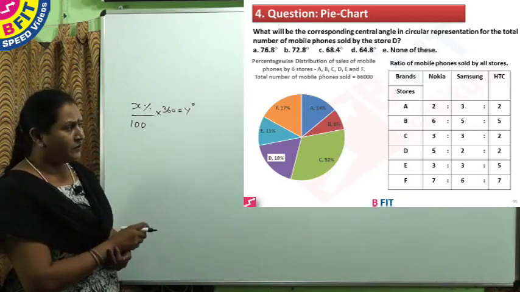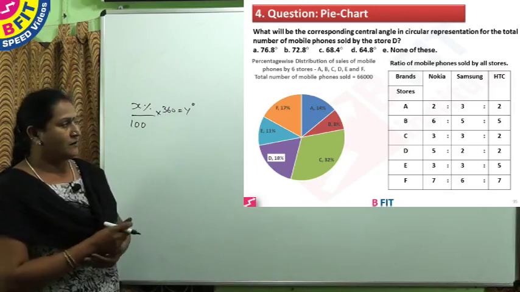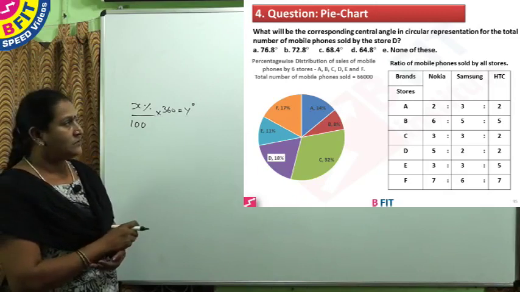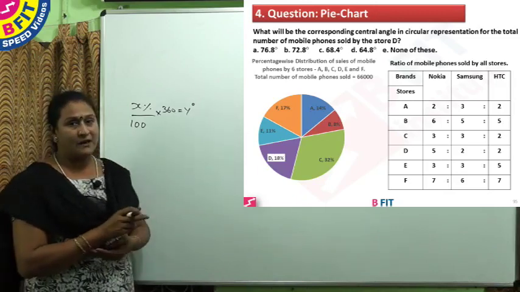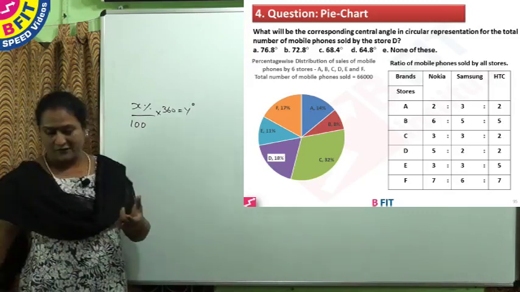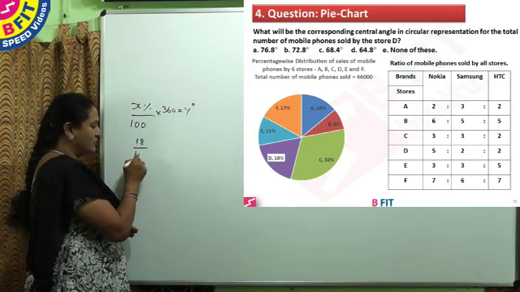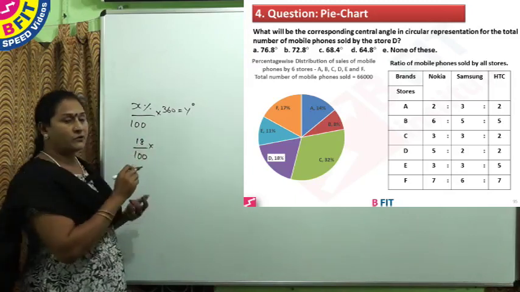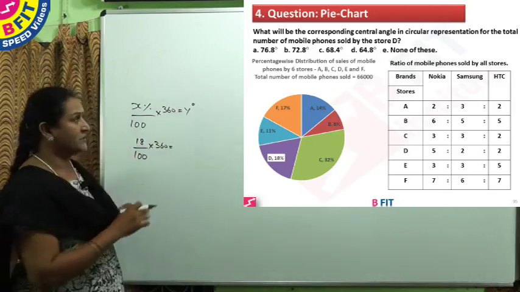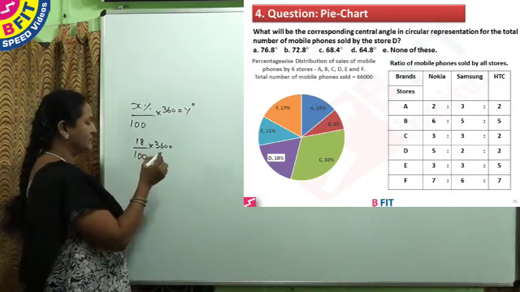So here too we don't need the data given in the table because we need only the percentage number of phones sold by store D. So it is 18%. So this 18% will be equivalent to angle. So degree we are asked to find. So now what is the conversion? So it is 18, given in percent. So divide with 100, into 360. So percentage wise distribution is converted to the corresponding circular angle in degrees.